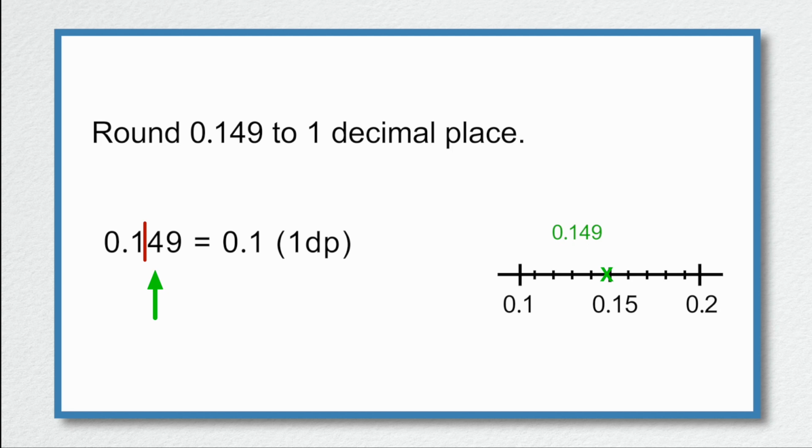And it's really important to understand in this case what the question is asking. Are we rounding this number to 0.1, or do we round this number to 0.2? Because we are rounding to one decimal place. So that's why we've got 0.1 and 0.2 on our number line. And then here's our halfway point, which is 0.15.